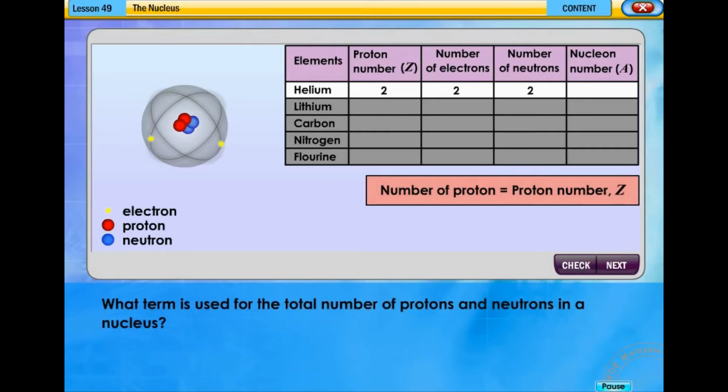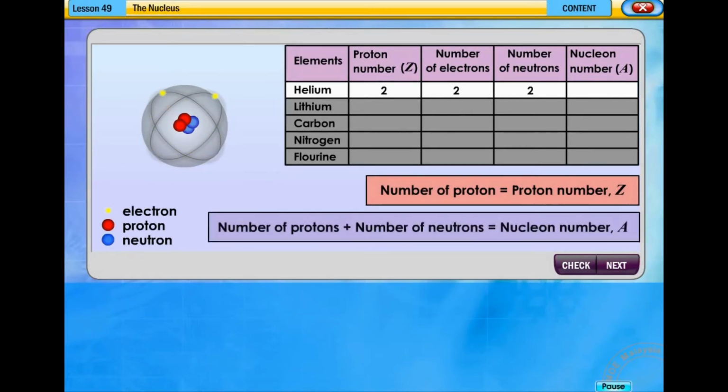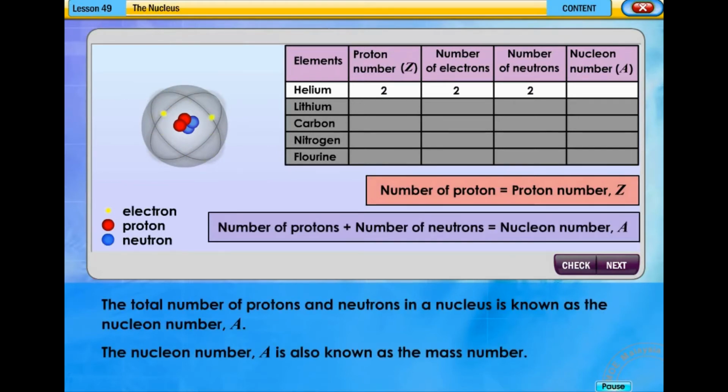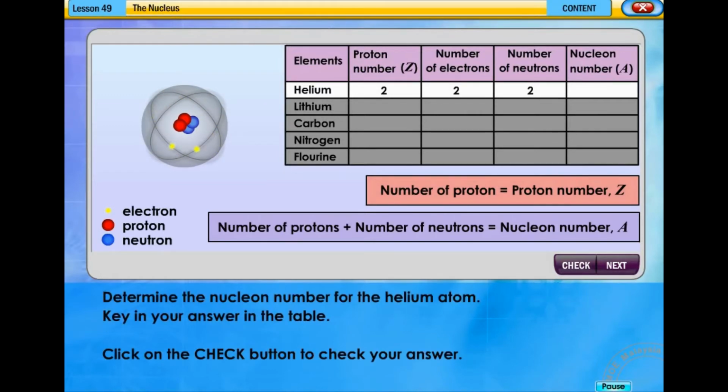What term is used for the total number of protons and neutrons in a nucleus? The total number of protons and neutrons in a nucleus is known as the nucleon number, A. The nucleon number A is also known as the mass number. Determine the nucleon number for the helium atom. Key in your answer in the table. Click on the check button to check your answer.